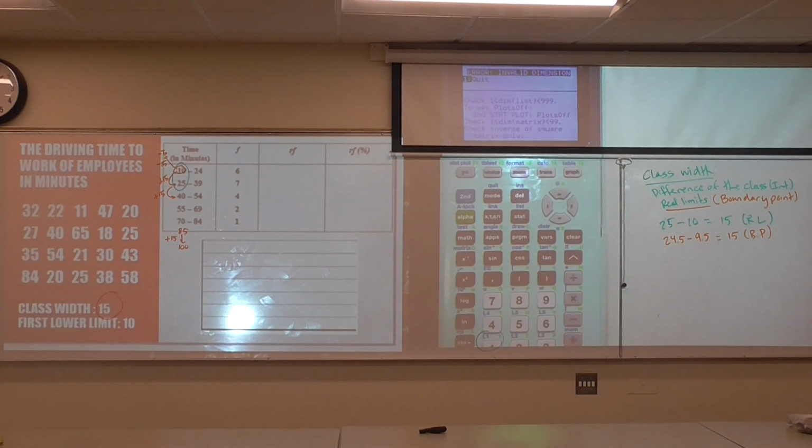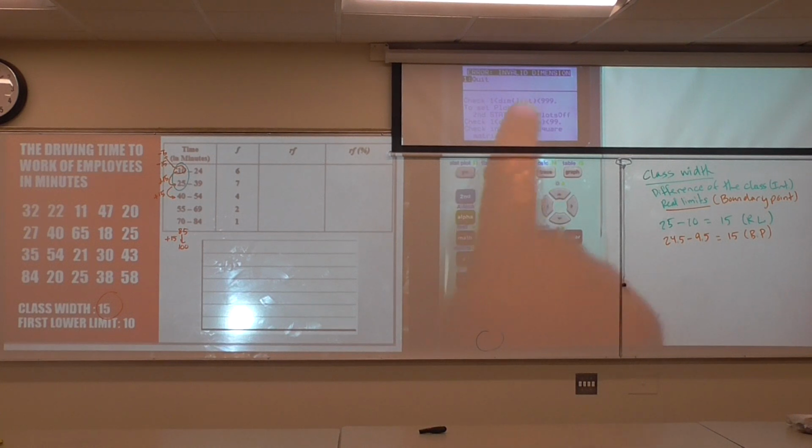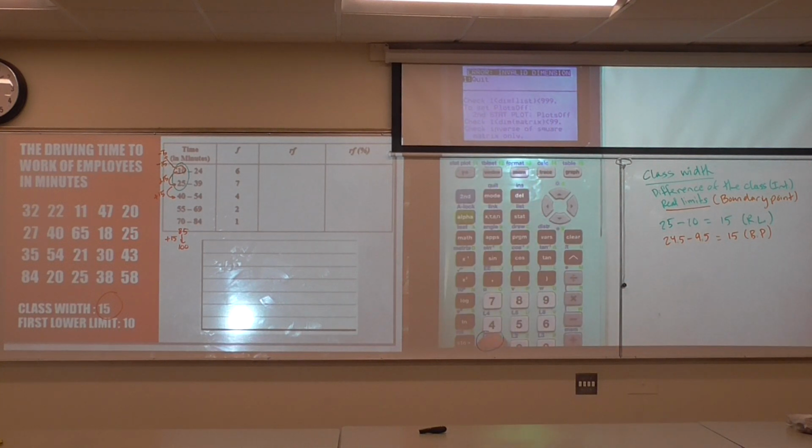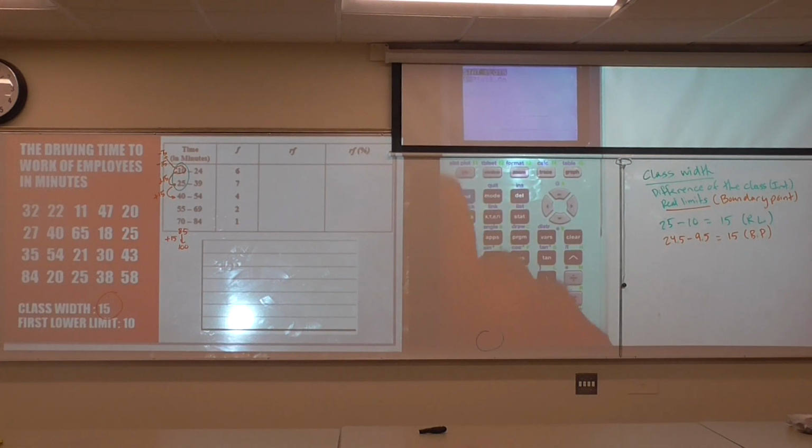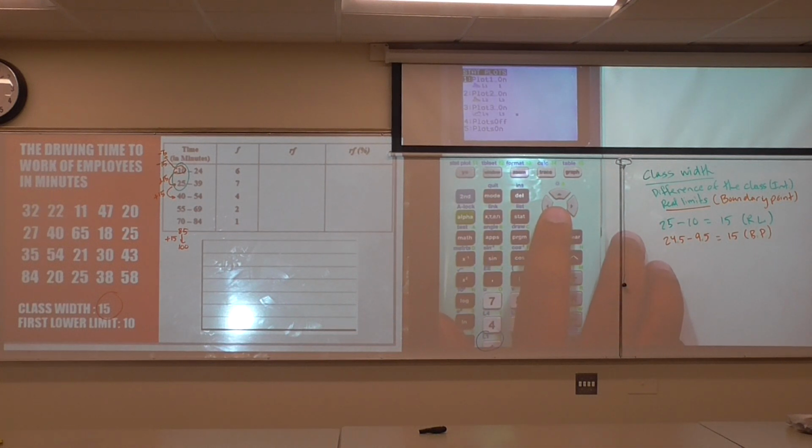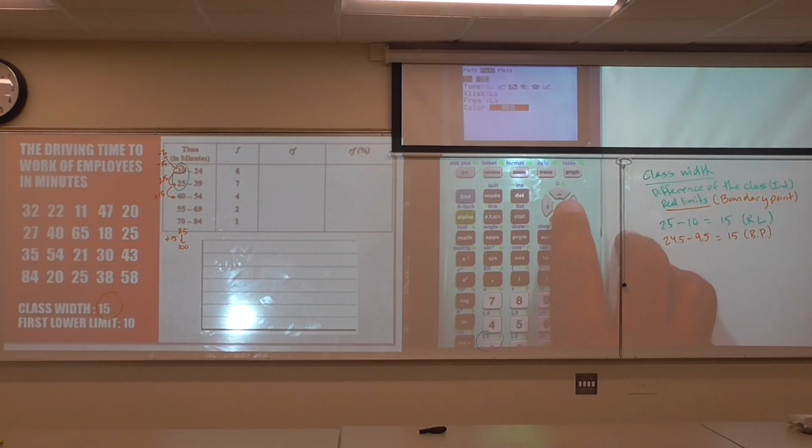I graphed it, oops, I forgot. When you see this dimension error, that means that you literally are trying to graph lists that don't exist. So make sure, so I'll quit it and then I'll go back over here to my second plot. And notice how on plot 2, it says I'm looking at list 2 and list 3. Wait, I don't have no list 3. So this here shouldn't be on, it should be off. So I'm going to go to it and turn it off.